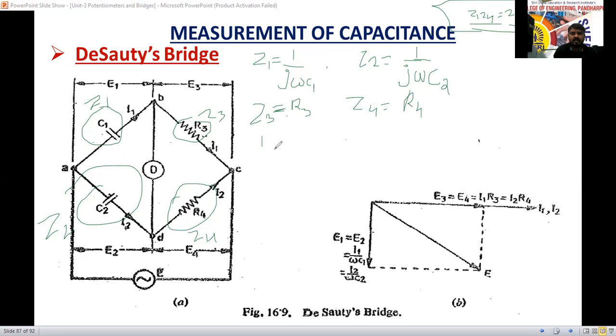So Z1 is 1 by J omega C1, I will substitute here. Just a minute. 1 by J omega C1, into Z4 equal to R4, equal to Z2 equal to 1 by J omega C2, into R3. So can I cancel here? J omega gets cancelled, both are same in the LHS and RHS. Yes, sir. So here, can I write this equation like this? Here, I will send this C1 into here.